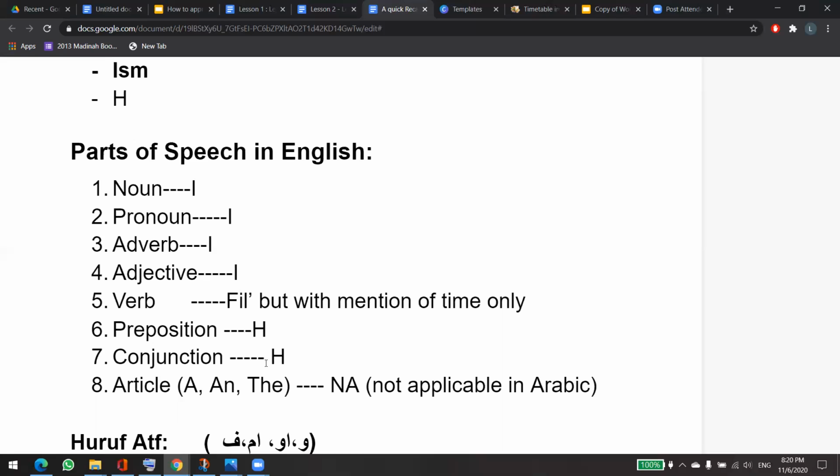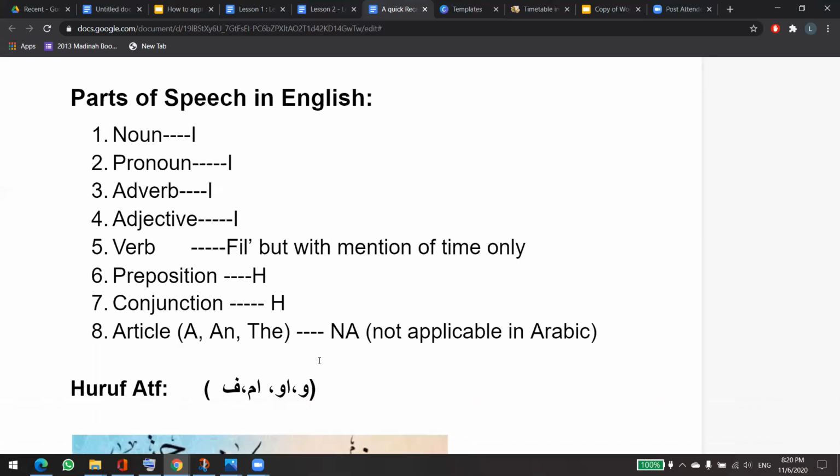And conjunctions, we know, are words like and, or, but, while, therefore, so. So the word so is a conjunction. These are also harf.